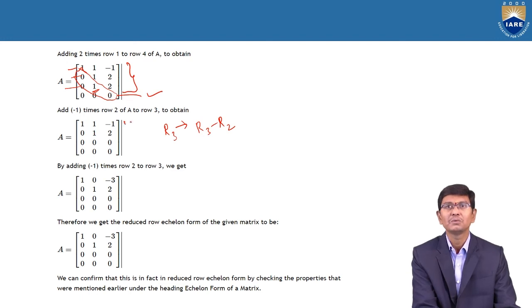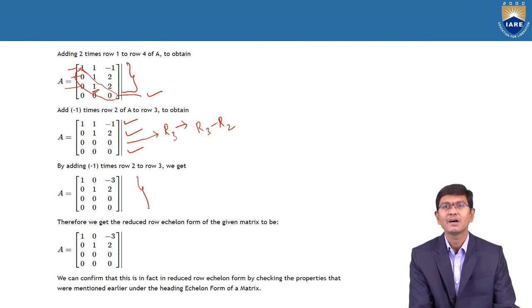Therefore, R1 has no change: 1, 0, minus 3. R2 is also unchanged: 1, 1, 2, and R4 is also unchanged: 0, 0, 0. We are only applying the operation on R3, that is R3 minus R2. With this, R3 changes to 0, 0, 0. By observing this matrix, it is clearly satisfied.